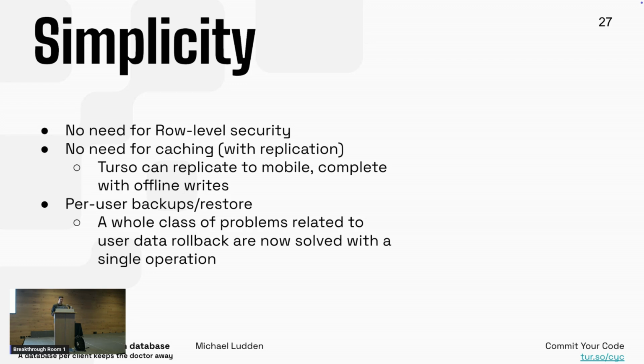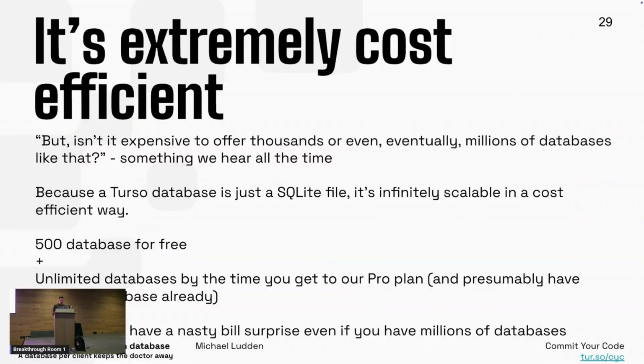And well, I guess caching would be more about replication. So anyway, you can read from it as well. Per user backups and restore. So a whole class of problems related to user rollback of data are now solved with a single operation. So it's much easier to roll back an individual user's data if there's some issue than it otherwise would be.